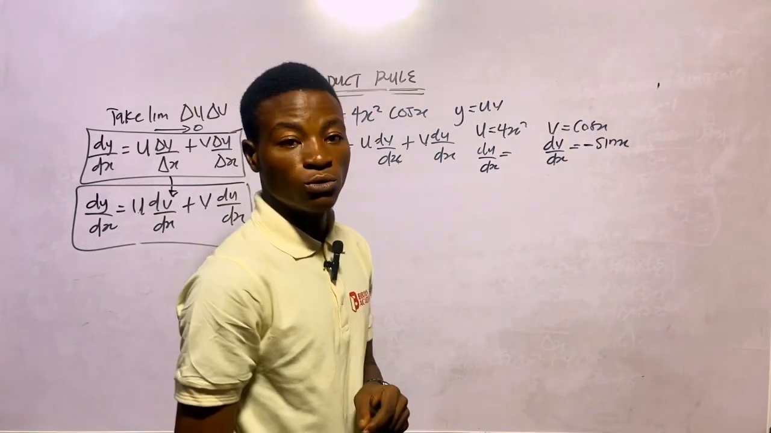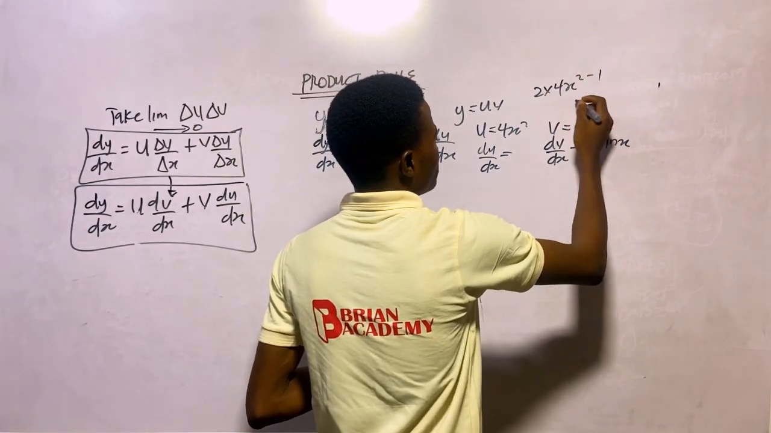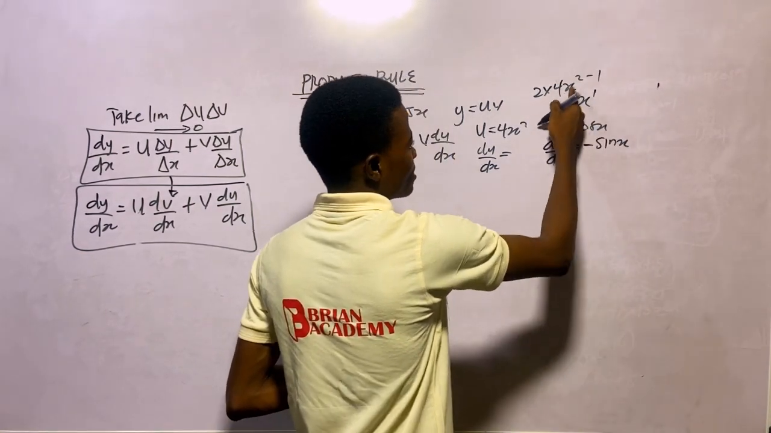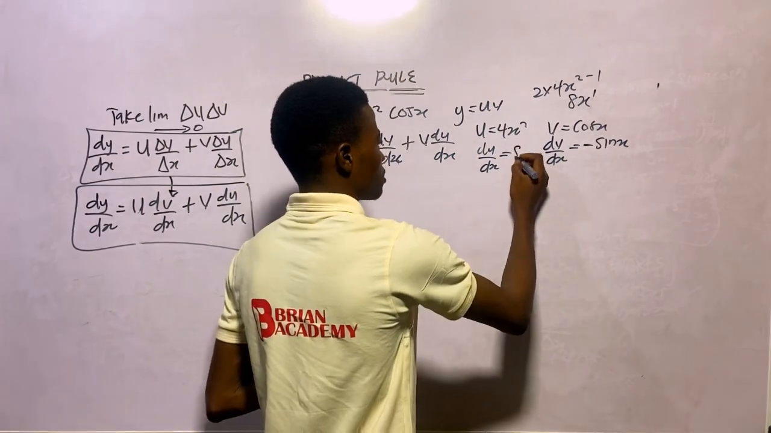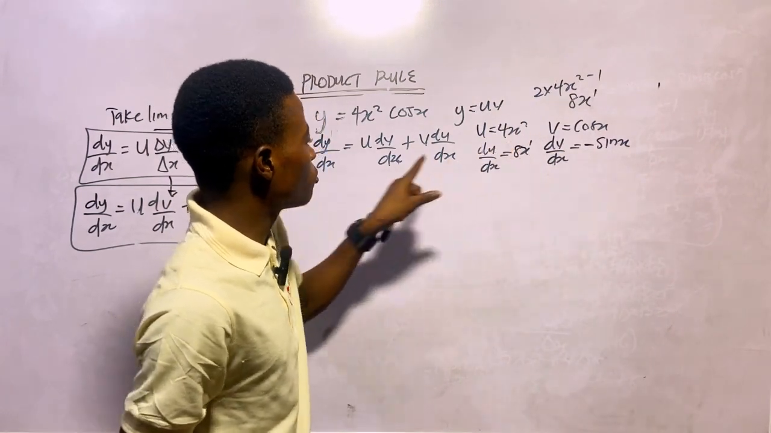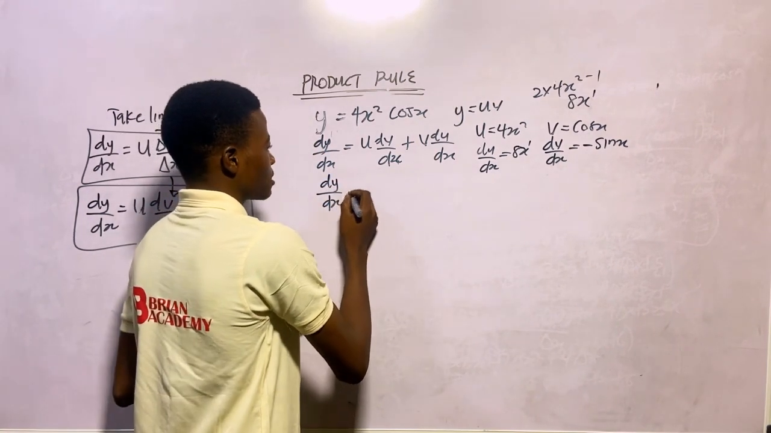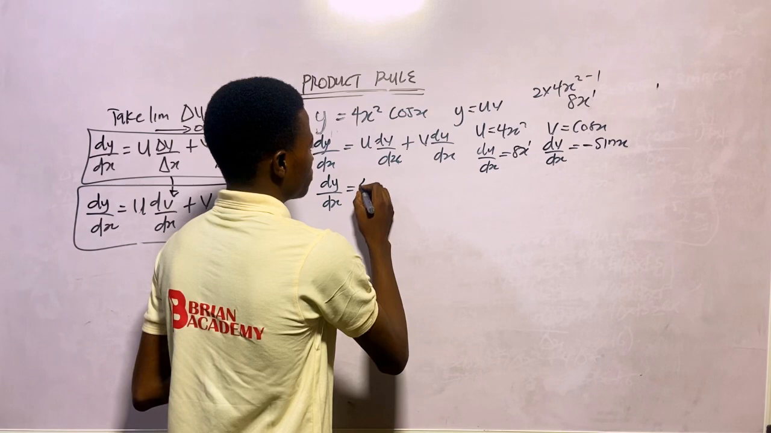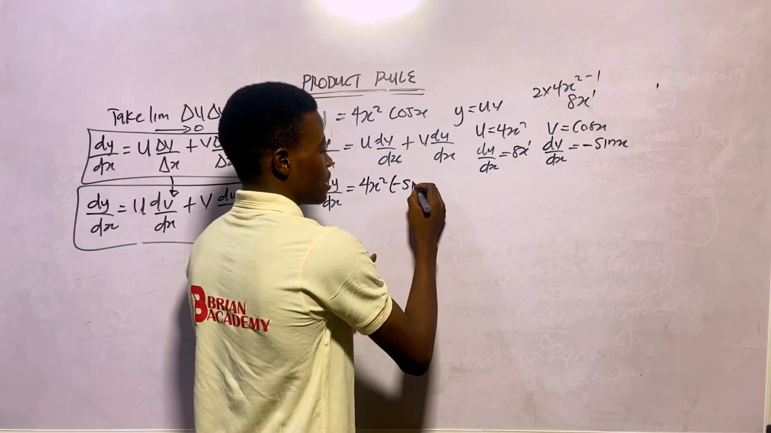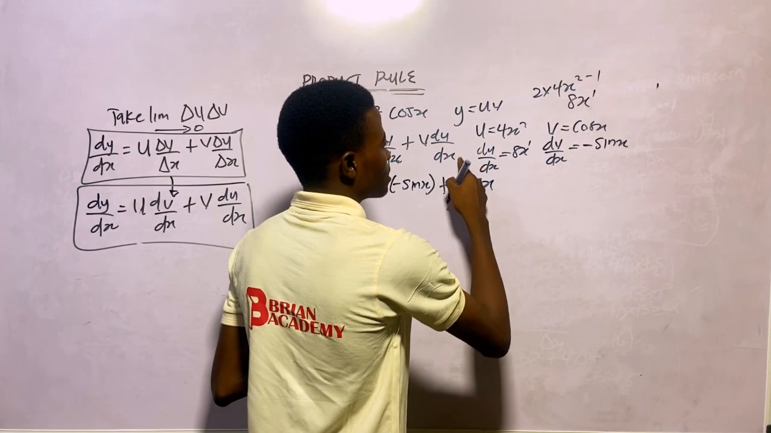So here, I can use the power rule to differentiate this. I'm going to have 2 multiplied by 4, x to the power 2 minus 1. That's going to be 8x, since 2 minus 1 is 1. So 2 times 4 is 8, x to the power 1. So du/dx is 8x to the power 1. Putting all these values into this formula, I'm going to have dy/dx equals u, which is 4x squared, times dv/dx, which is minus sin x, then plus v, which is cos x, times du/dx.